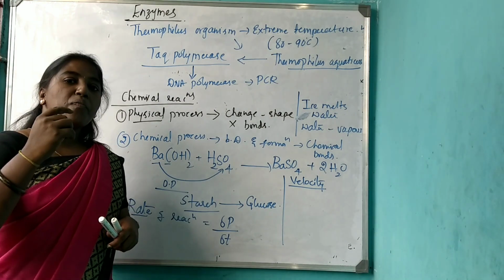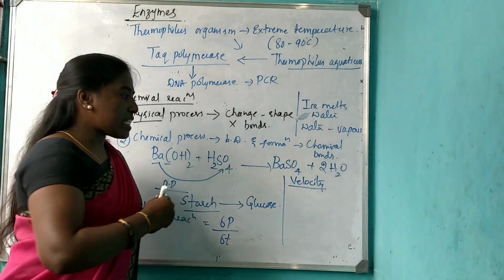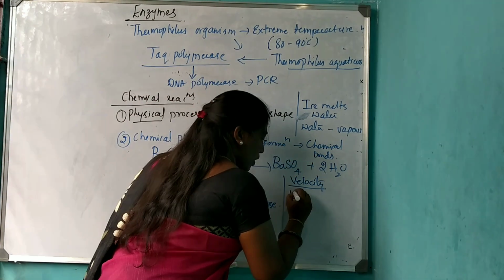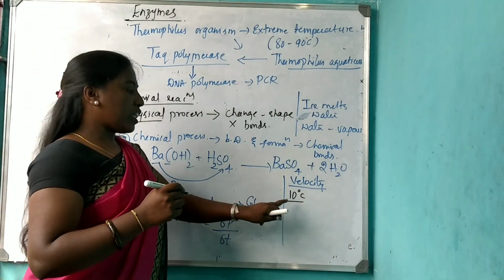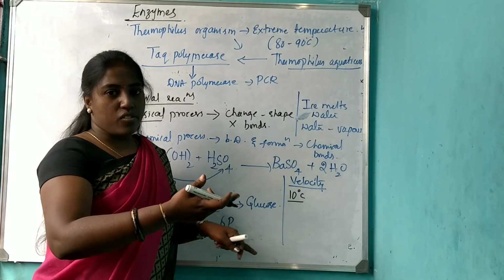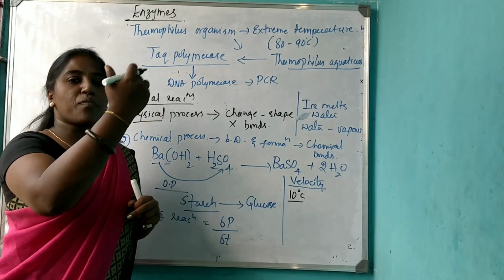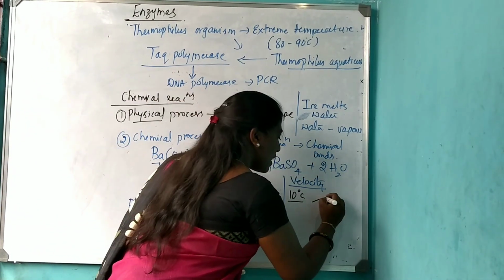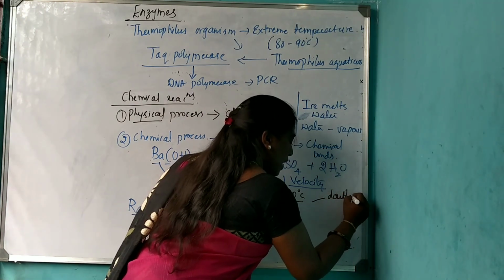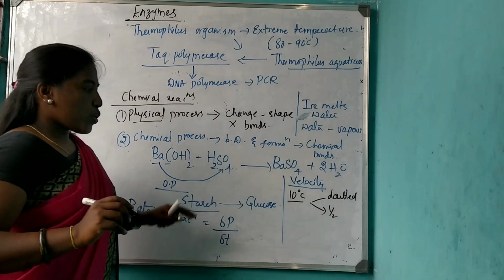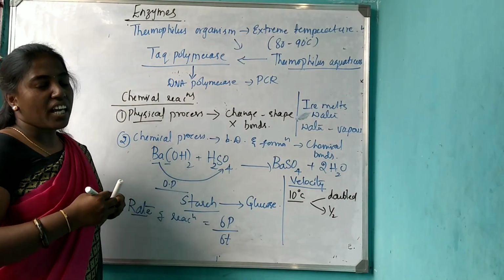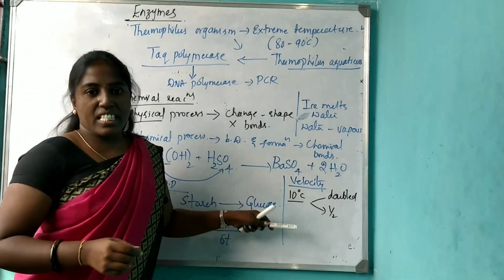And the next is, in this case there is a general thumb rule. That means when we increase the temperature, as I told you, enzymes are sensitive to temperature. So when you increase the temperature by 10 degrees Celsius, the reaction will be doubled, or reduced to half.